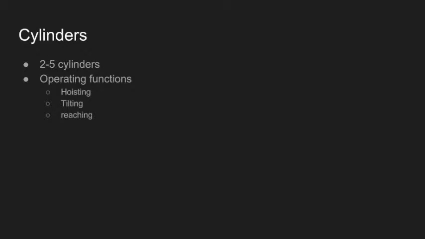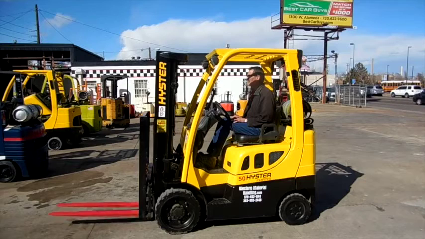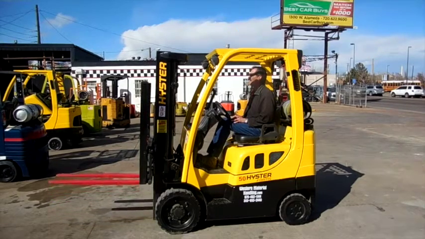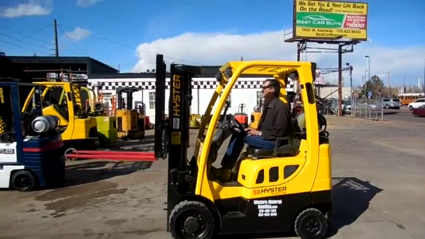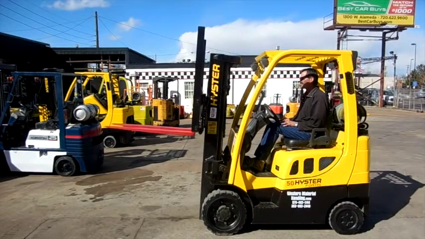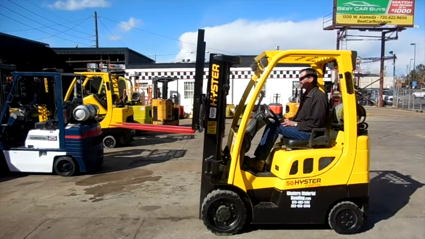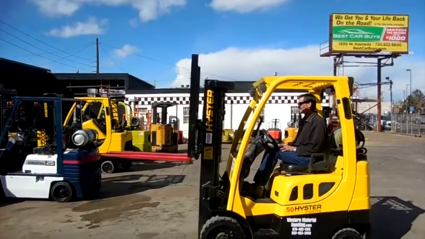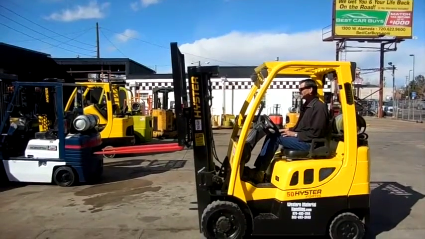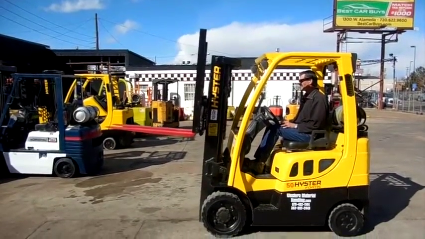On one forklift, there can be anywhere from 2 to 5 cylinders. They can control functions such as hoisting, tilting, and reaching. The cylinders are what actually do the work.